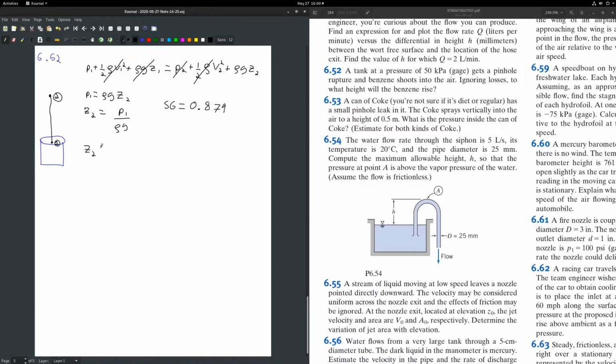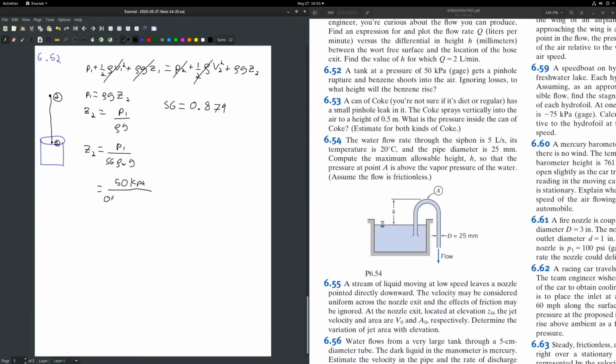Now looking in the tables in the back of the textbook, we could find the specific gravity for benzene, which is going to be 0.879. This means we could find the height, so Z2 would be equal to P1 over the specific gravity times the density of water times gravity.